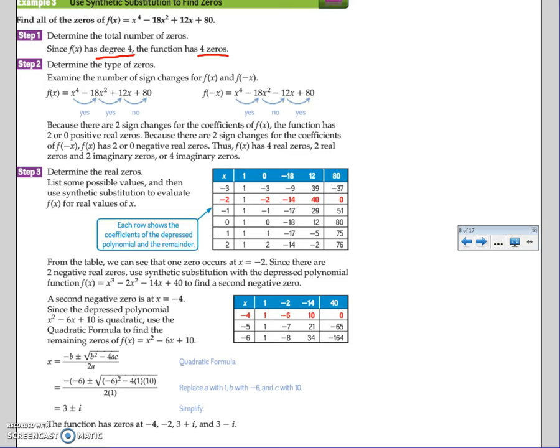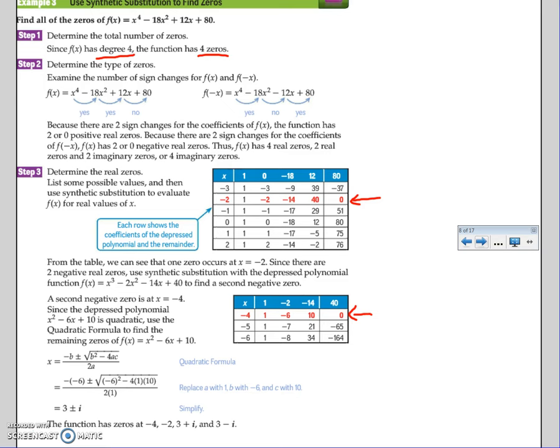So they got negative 2 as a root. Well, remember, it was either 2 or 0 negatives. If they got 1 negative, that means there's 1 more negative. So they tried the other numbers. Remember, don't do any repeats. So they tried negative 4, negative 5, negative 6. Well, negative 4 worked. So when they did that, they got depressed polynomials.